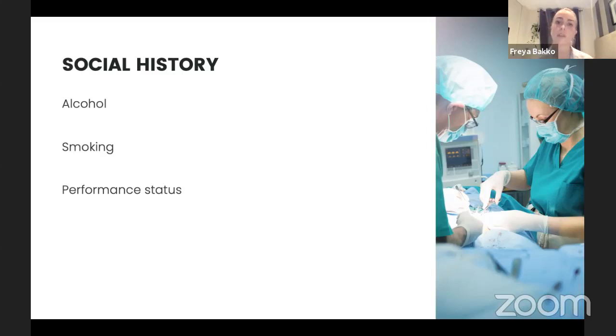And then you want to establish their performance status. So you can use the WHO performance status measure. You ask them whether they are independent at home, how far they're able to walk without needing a rest, and whether they've had any sort of previous large operations that have made them unfit.